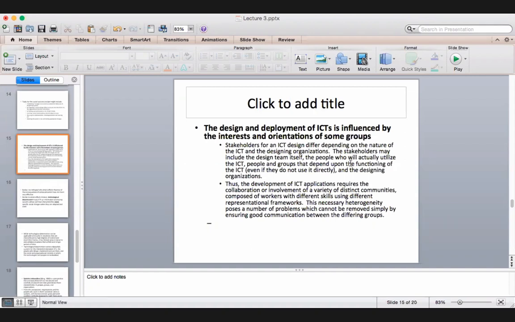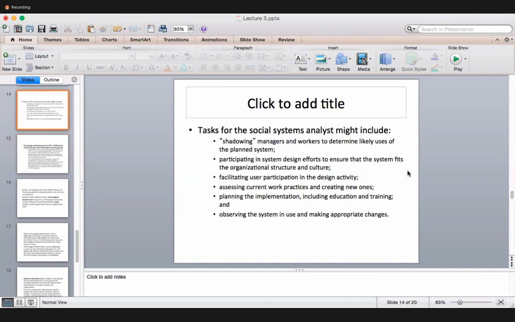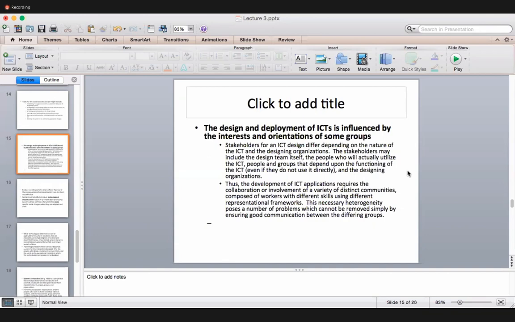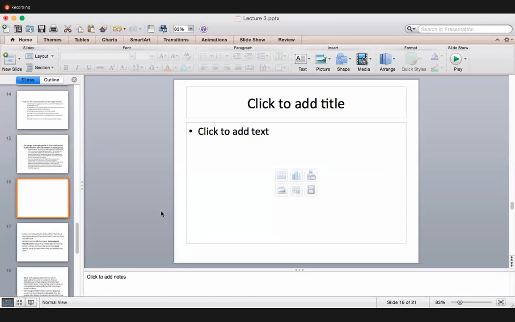Third point that I want us to discuss is the design and deployment of ICT. The design. In the first part, we've talked about the things that one will need to pay attention to and other aspects.